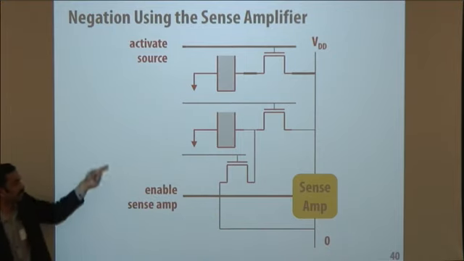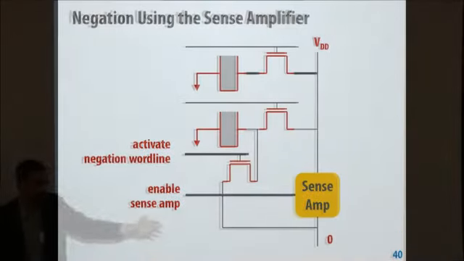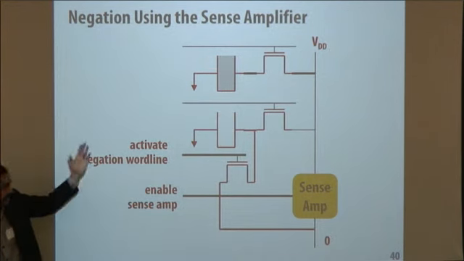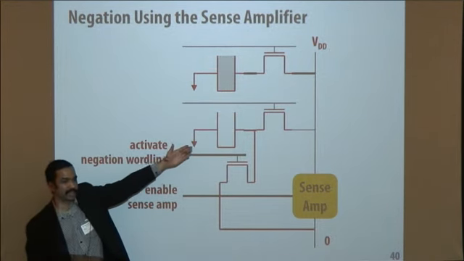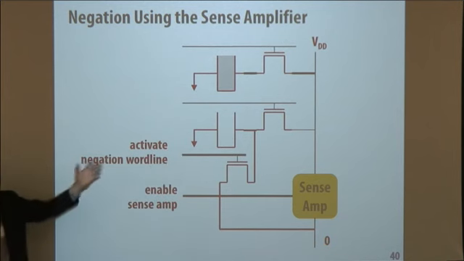Right? In this state, we activate the negation word line, which essentially connects the dual contact cell to the bit line bar or the other side of the sense amplifier, and this essentially drains out all the charge that is there in the dual contact cell. So essentially, we have the negation stored in the dual contact cell.